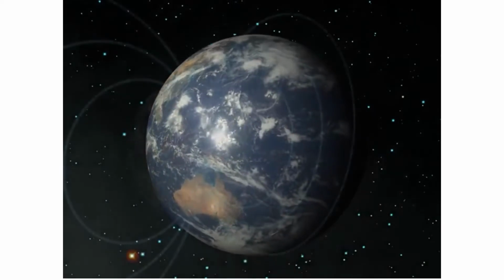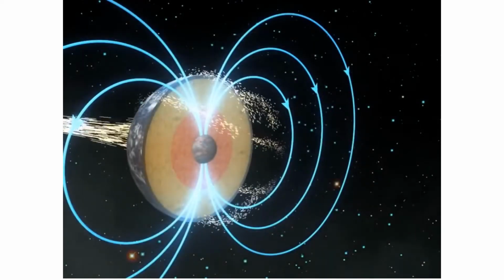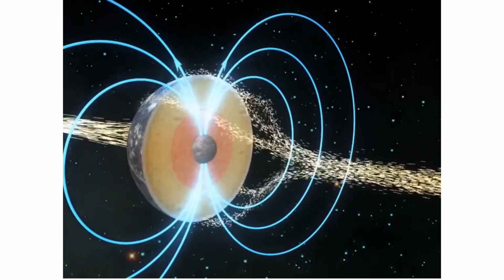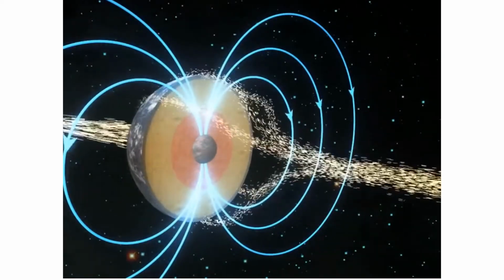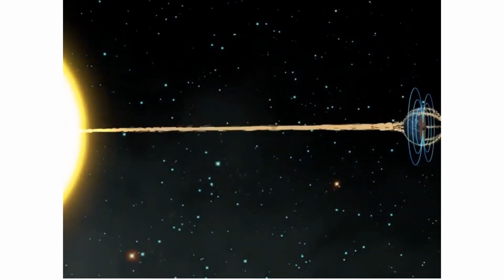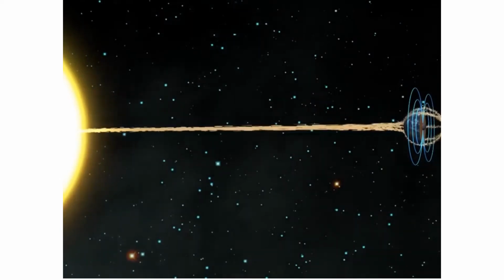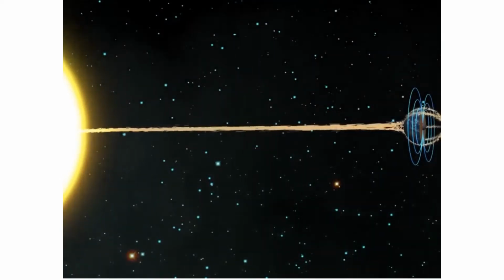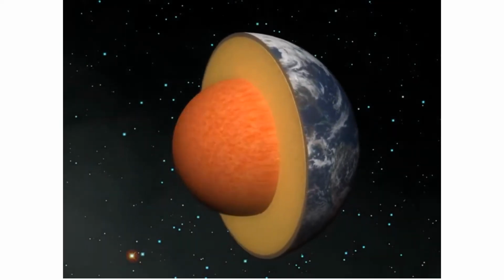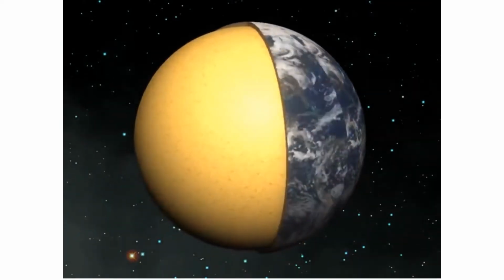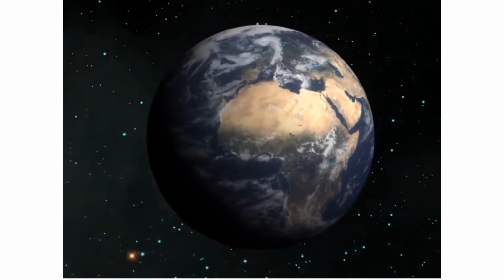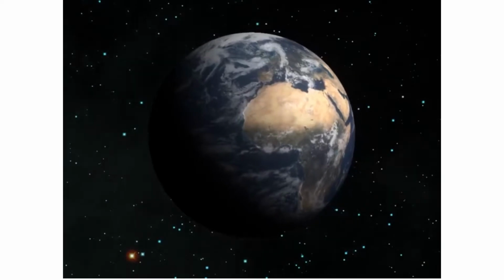The magnetic field is generated in the inner core, and the convections within the outer core result in the creation of magnetic fields. This magnetic field is what protects us from solar winds and high energy particles of the sun. The four layers of the Earth all have special functions. Now you know what the Earth looks like on both the inside and the outside.